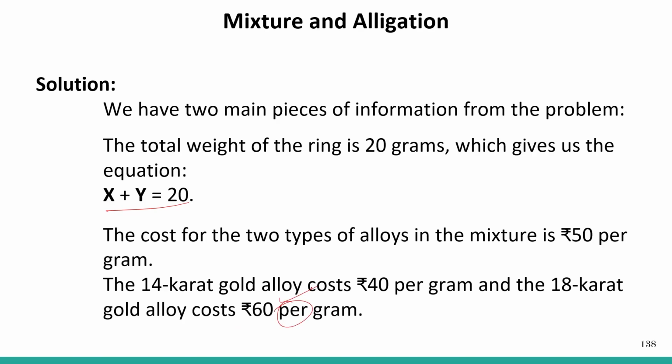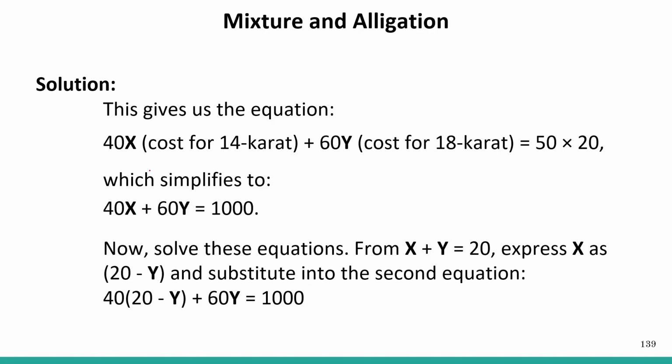So this gives the equation 40 into x plus 60 into y, where 60 into y is the cost for 18 karat. That equals 50 into 20, which simplifies to 40x plus 60y is equal to 1000. Now solving this equation, we also have the equation x plus y is equal to 20. Putting this value into this one, we converted a two variable linear equation into a one variable linear equation.